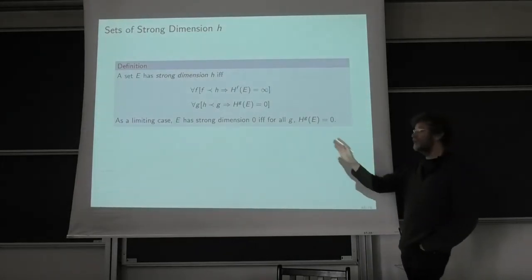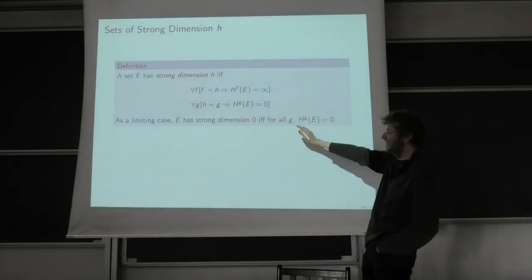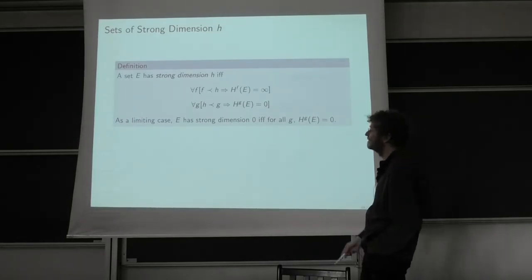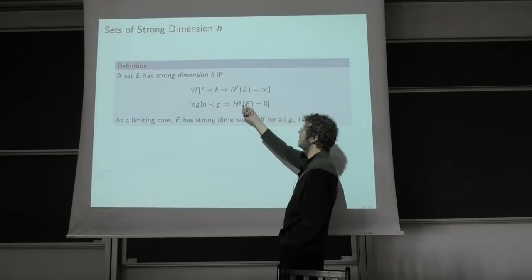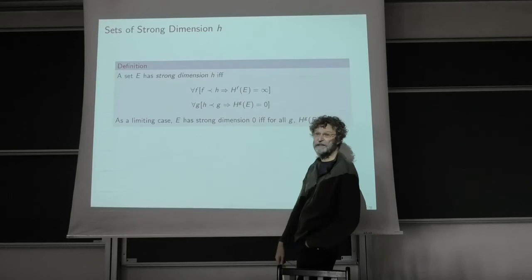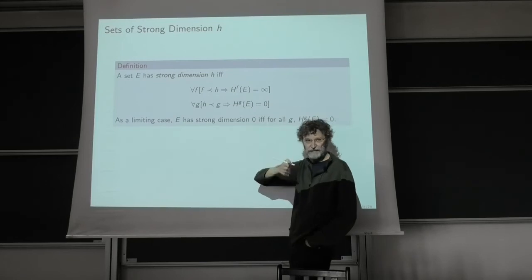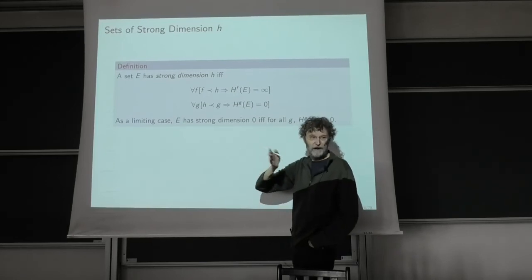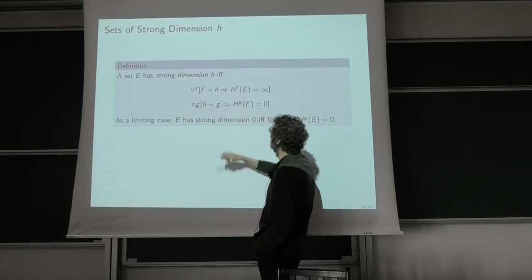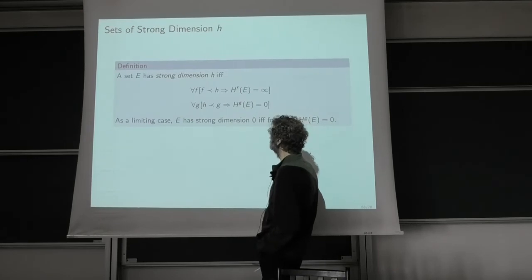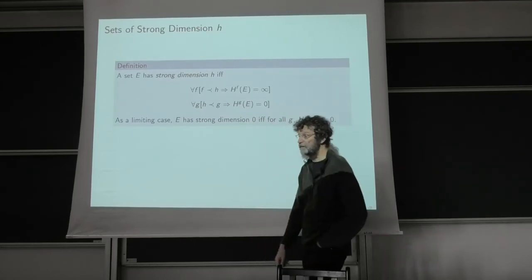I want to concentrate on a certain kind of set. We're going to define that a set has strong dimension H, which means that if I look at gauge functions F that come before H, the outer measure of E is equal to infinity. It has this Hausdorff-like picture, but it's not only talking about the gauge functions given by powers. It's talking about arbitrary gauge functions. So F to the left of H gives E outer measure infinity. G to the right of H gives E outer measure 0.